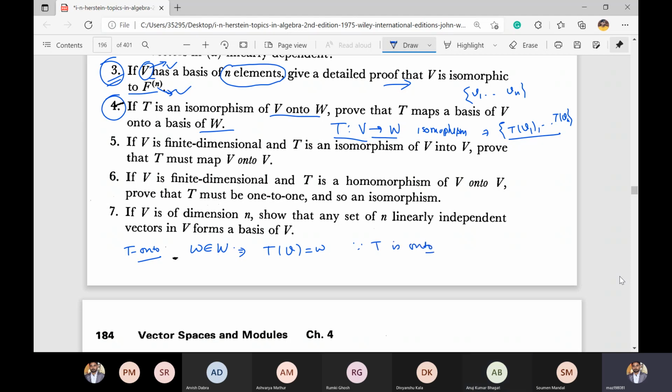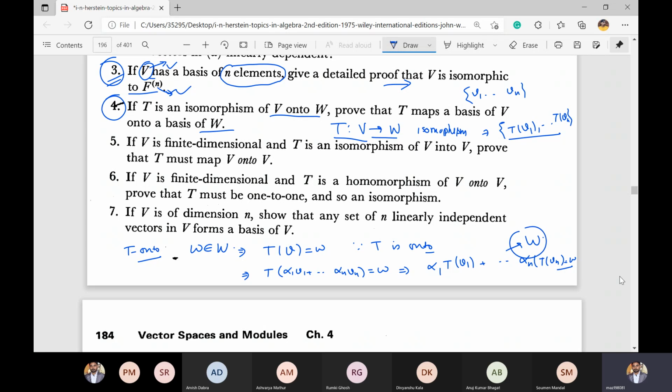Now V1 to Vn is a basis of V, so this V can be written as a linear combination. That's okay? And using the fact that T is a homomorphism, T(alpha 1 V1) up to alpha n T(Vn) equals W. So if we span the W also.